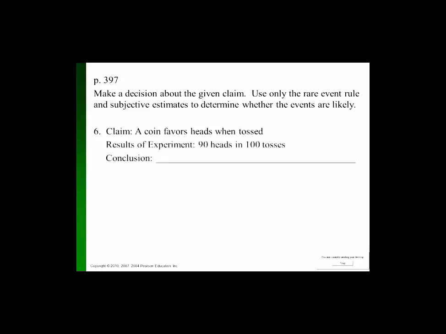Let's say somebody's in Las Vegas flipping a coin. I don't know if they do that in Las Vegas or not, but this person is saying, hey, this coin is not fair. It favors heads. So to conduct an experiment, somebody flipped a coin 100 times and got 90 heads. Do you think that claim is supported, rejected, or not enough information?